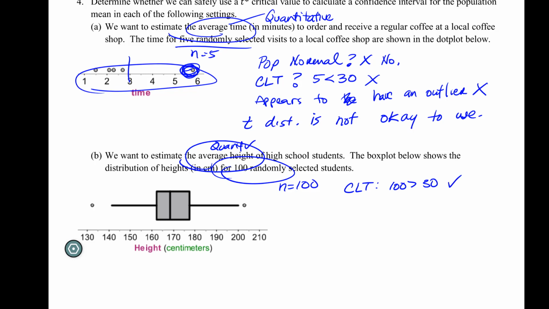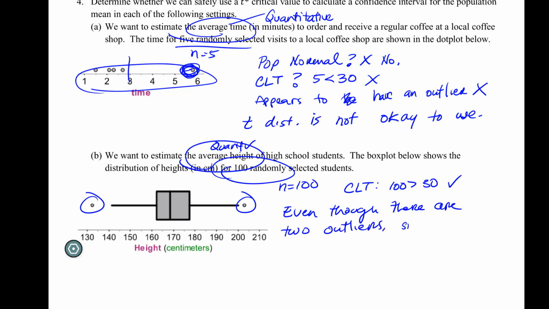So the t-distribution is okay. And you think, wait, we've got these outliers here. I thought outliers are bad. Well, it's only when the other two conditions are not satisfied that we have to pay attention to outliers. If we have a large sample, and we happen to have a couple outliers, that's totally fine, okay? Even though there are two outliers, since CLT is satisfied, the t-distribution is okay.